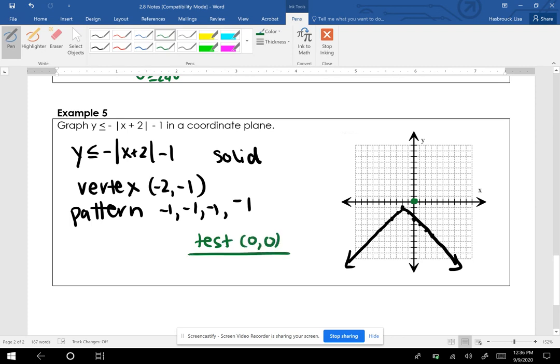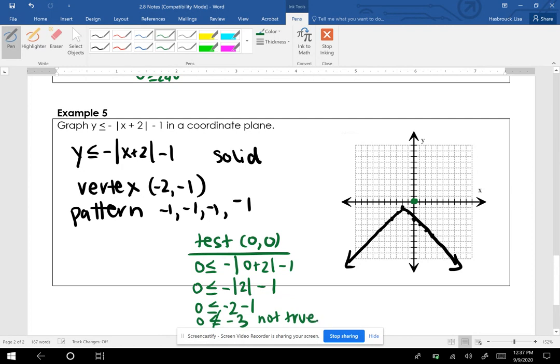Keep in mind (0, 0) is not the only point you could use. You could use any point that's not on the line you draw. I just find (0, 0) to be the easiest. So when I plug it into that original inequality, I get 0 is less than or equal to negative absolute value of 0 plus 2, minus 1. 0 is less than or equal to negative absolute value of 2, minus 1. The absolute value of 2 is 2, but we have that negative sign in front, so it's -2 minus 1. So I get 0 is less than or equal to -3. This is not a true statement. 0 is not smaller than -3.